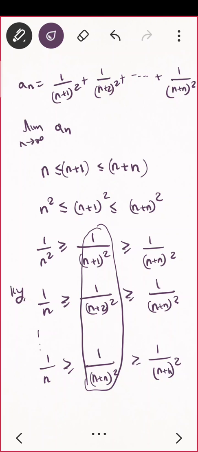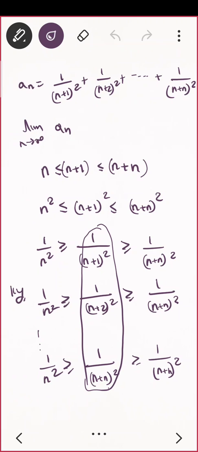Sorry, this is n square. Correct? Do you agree with me? And how many terms are there? 1, 2, up to n. So if you add all of them, then what will you have? In between you will be having your a_n, correct? And what is your lower bound and upper bound? Can you tell me?